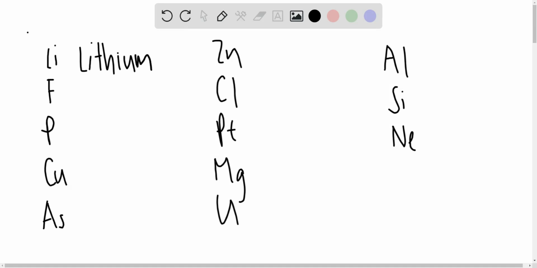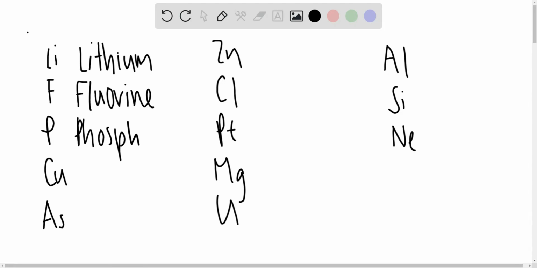And let's look for the next one, F. Now, if you look at element number 9 on the periodic table, you'll see it there. And what does it say underneath? It says fluorine, which is a very, very common element that we see. And then the next one, P, right? Let's look for P. P on the periodic table is element number 15, right? And it says phosphorus.